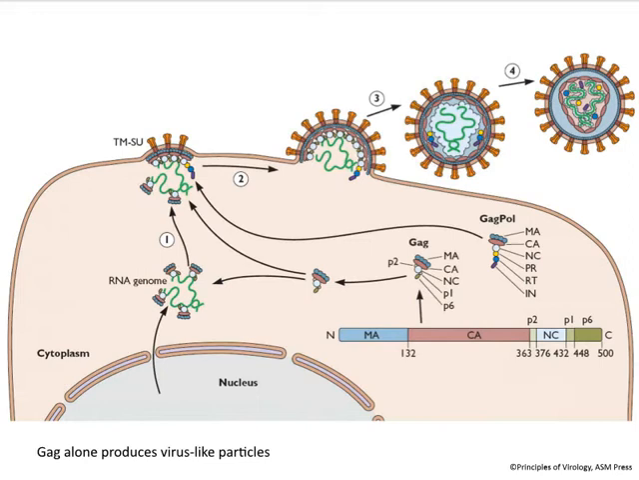So again, that's the concept I want you to remember, and also that the RNA is directed to the plasma membrane via this multi-protein interaction. Now, GAG alone will make particles. If you just express this protein, you can make particles in cells. So you don't need to have RNA present. But if viral RNA is present, it will be incorporated.